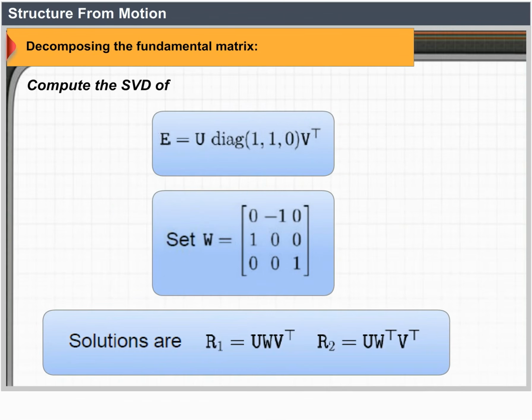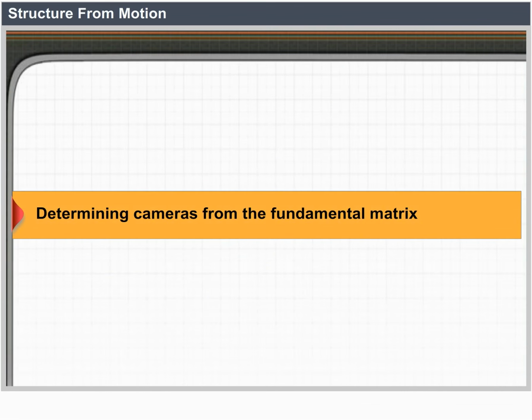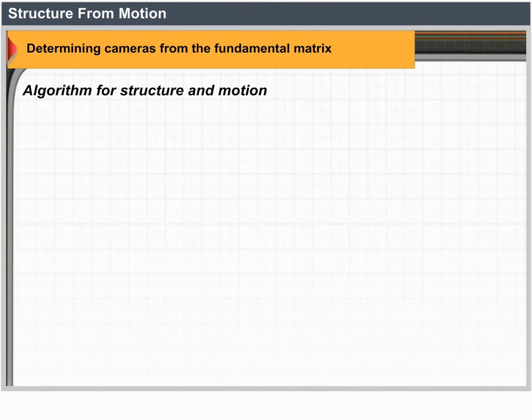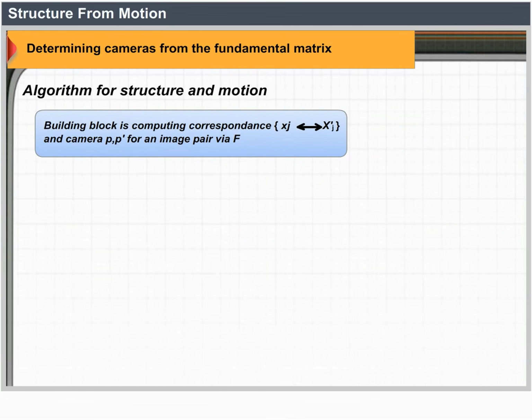Determining cameras from the fundamental matrix. Algorithm for structure and motion. The building block is computing correspondences xj tends to xj dash and cameras P, P dash for an image pair via F, as represented on screen.